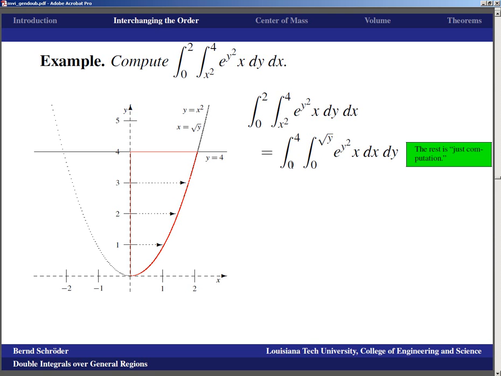The rest now again really is just computation. Quick double check of these bounds. Okay, y goes from 0 to 4, that's right, and x starts at 0 and ends at square root of y. We're still tracing out the same region here.